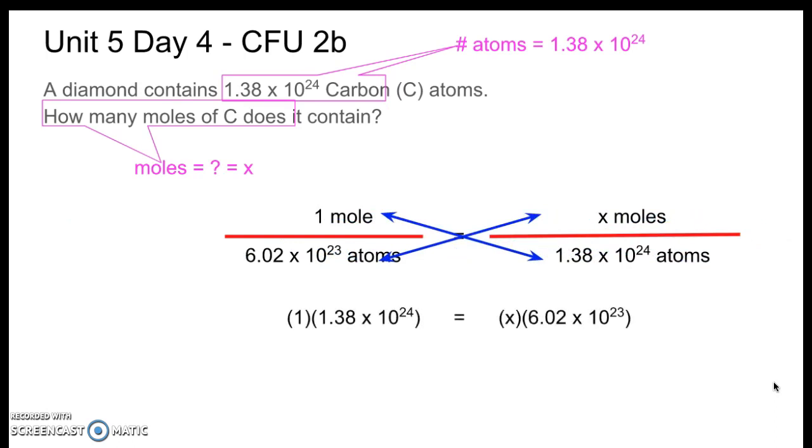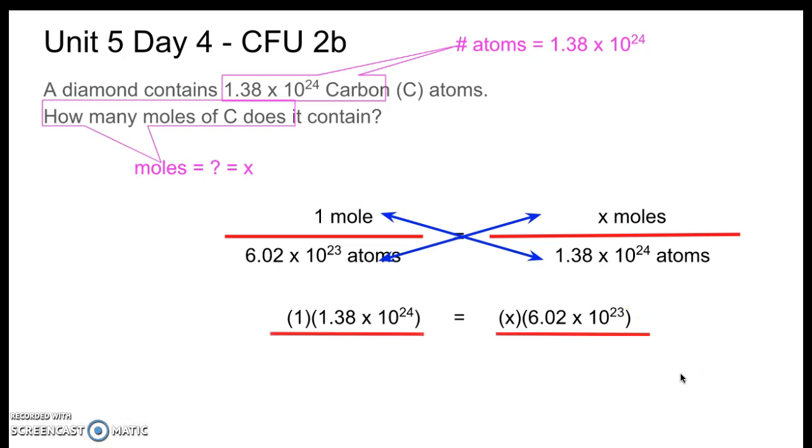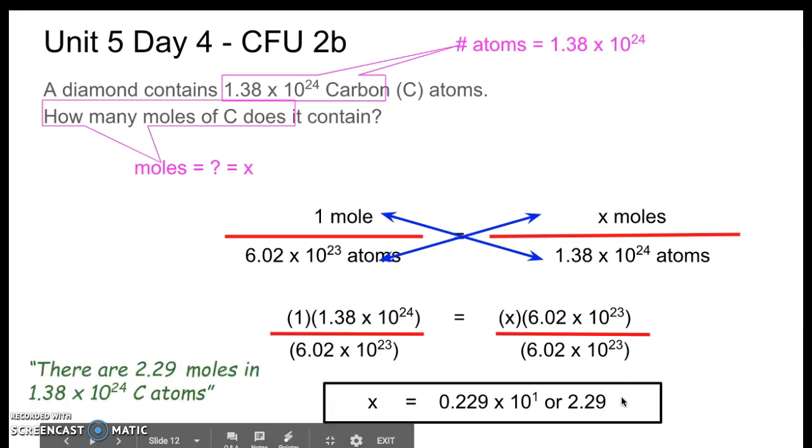We get 1 times 1.38 times 10 to the 24 is equal to x times 6.02 times 10 to the 23. And in this case, to isolate x, we're going to divide both sides by 6.02 times 10 to the 23. And that will cross that out on that side, leaving us with x is equal to 0.229 times 10 to the 1, or in a more simple standard way is 2.29. So we say that there are 2.29 moles in 1.38 times 10 to the 24 carbon atoms.